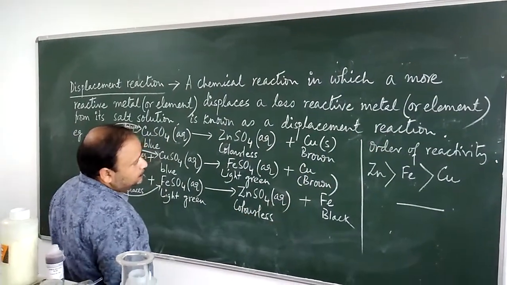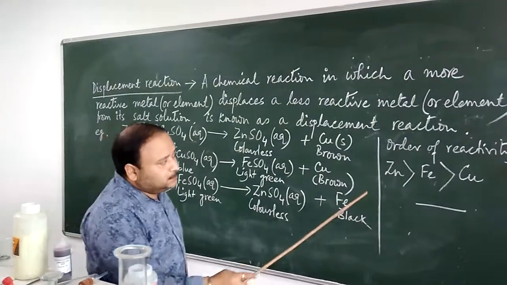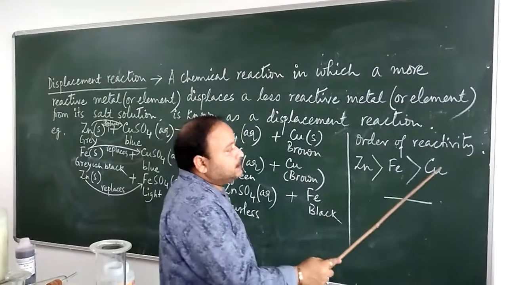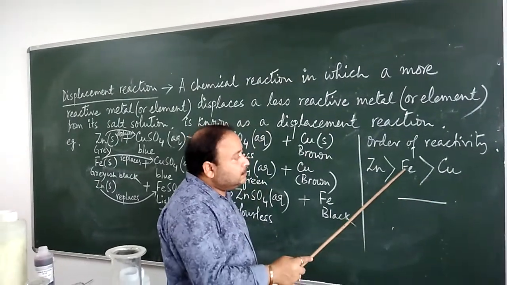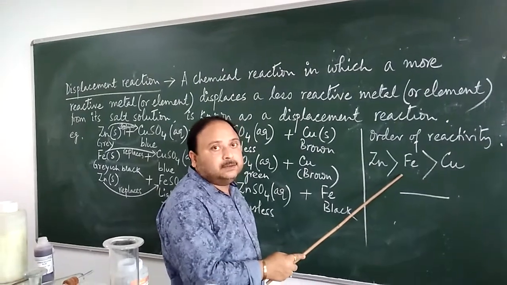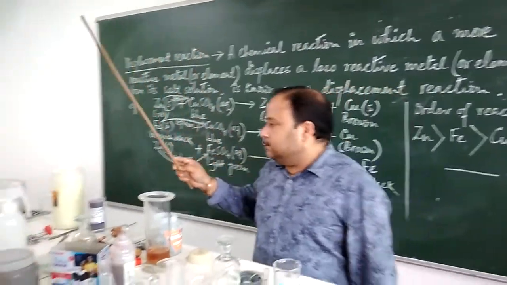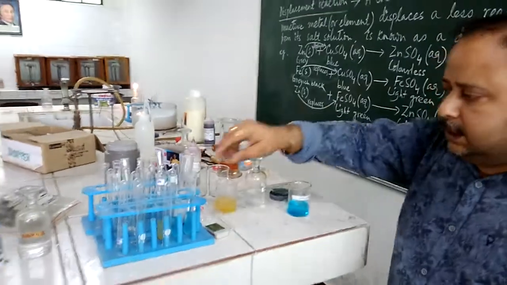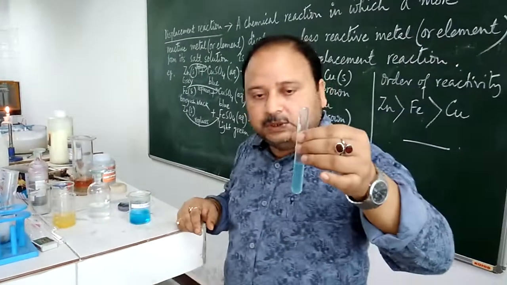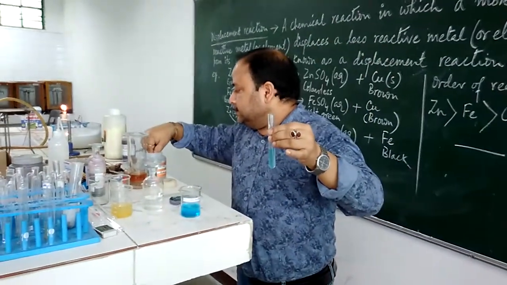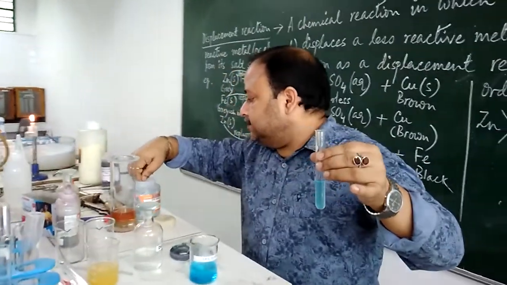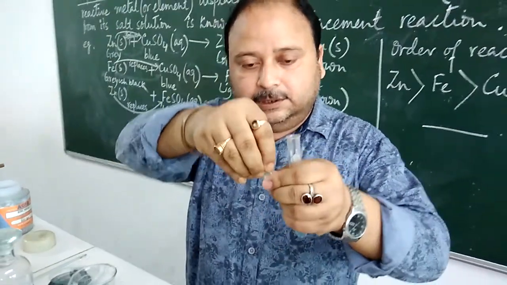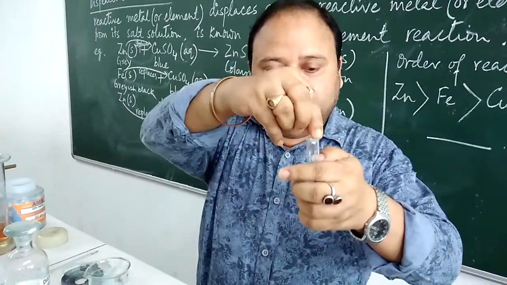We will study the displacement reaction and we will find out of these metals zinc, iron and copper which metal is most reactive, which metal is less reactive and which metal is having reactivity of intermediate order. For that, I need to perform some chemical reactions. Let us start. Here I have taken copper sulfate solution which is blue in color. To this copper sulfate, I add zinc. Granular zinc will be added to copper sulfate and you will observe that the reaction has already started.